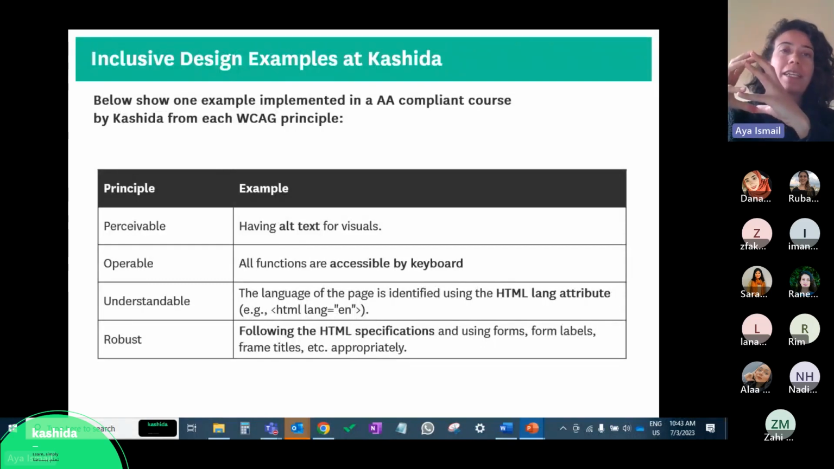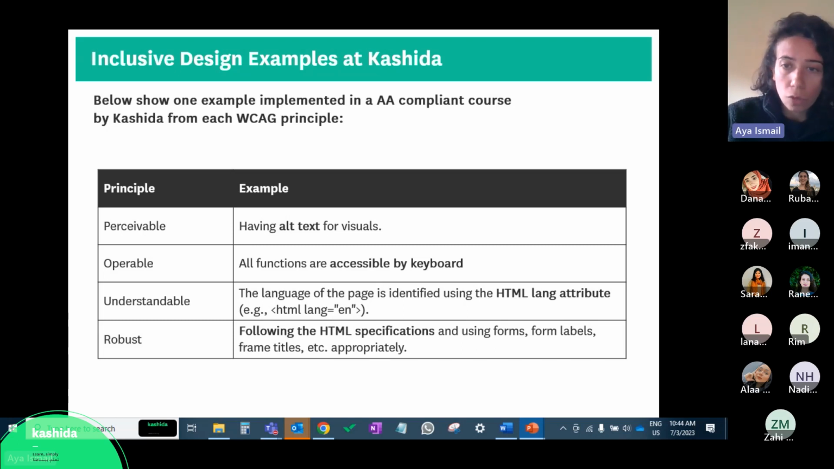So basically reading a description of a visual. Another example of, for example, operable: we were saying that if I cannot use a mouse, especially people with visual impairments, they are not using a mouse, they are using a keyboard. So we need to make sure the content is accessible with a keyboard.